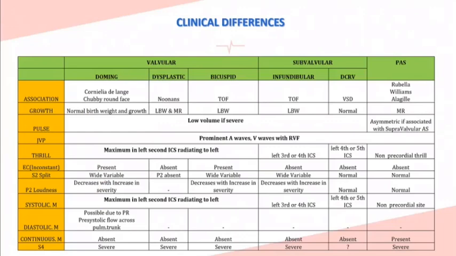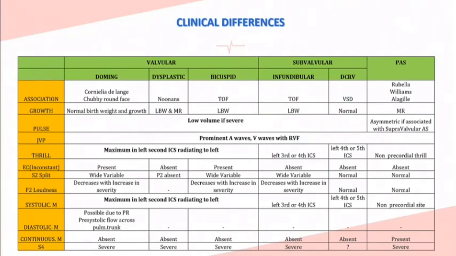And this is the most important slide of the entire topic, where all the differences between obstruction at every level are clearly enumerated. So it is better to completely understand this slide and memorize it so that we will be able to appropriately localize the level of obstruction.